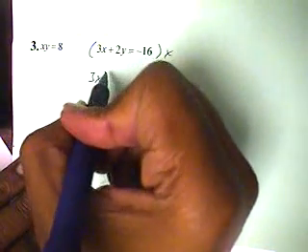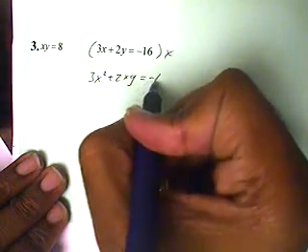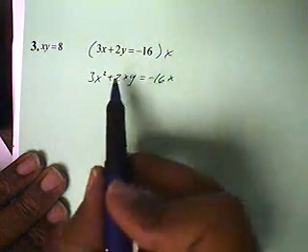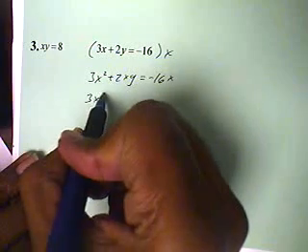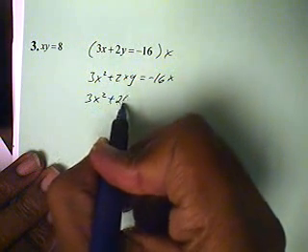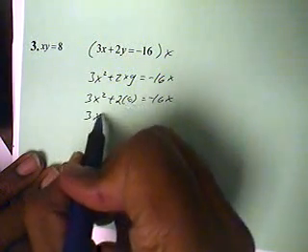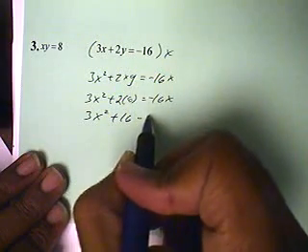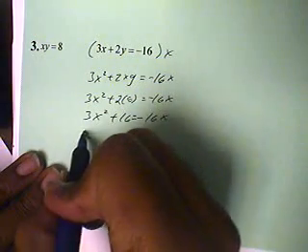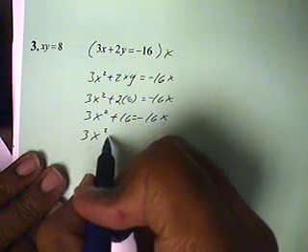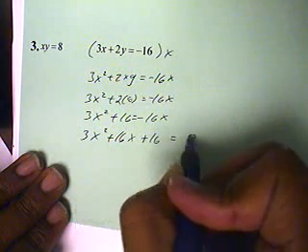This becomes 3x squared plus 2xy equals -16x. And now I have an xy that can be substituted here for 8. So 3x squared plus 2 times 8 equals -16x. This becomes 3x squared plus 16 minus 16x equals -16x. Now I'll move the -16x to the other side, so we'll get 3x squared plus 16x plus 16, and all that will equal 0.